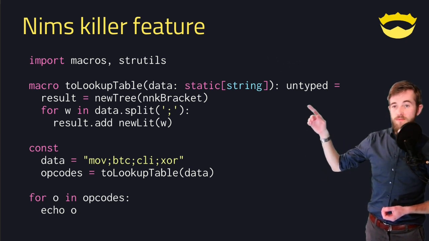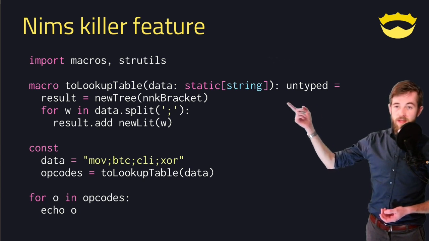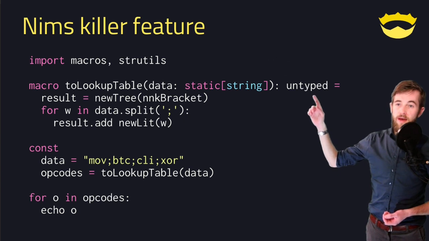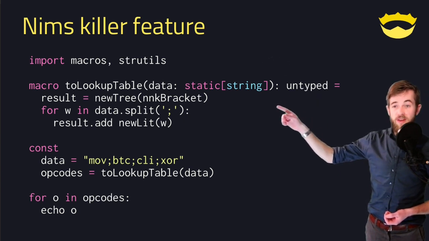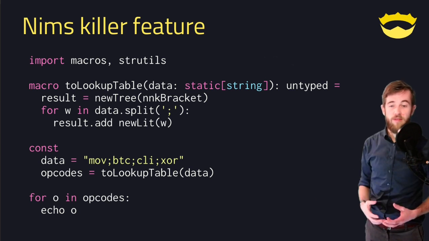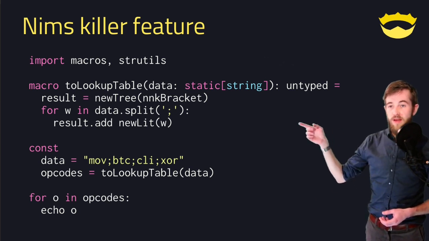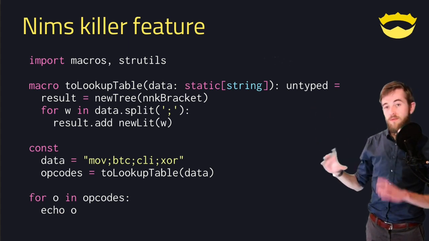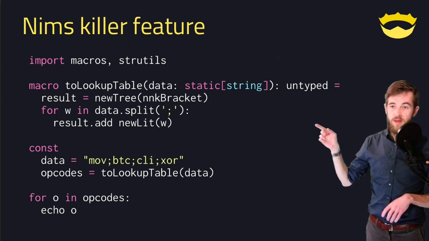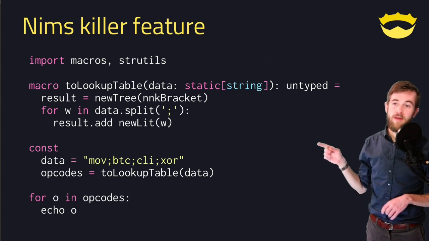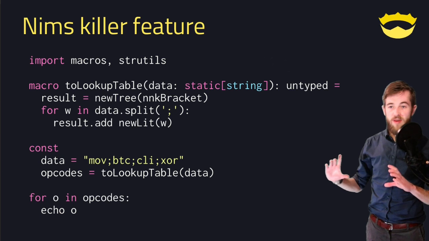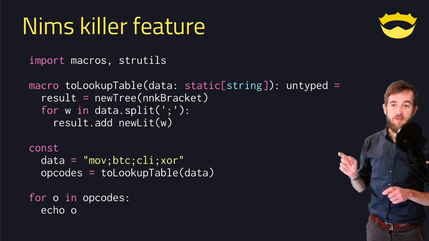So macros look like functions. This one returns untyped, which is an abstract syntax tree. It takes in a string, a static string, that is a string that is known at compile time. And it does this splitting at compile time, and it creates a bracket, which is square brackets with just literals in it. So the toLookup call here will just create an array of string literals.